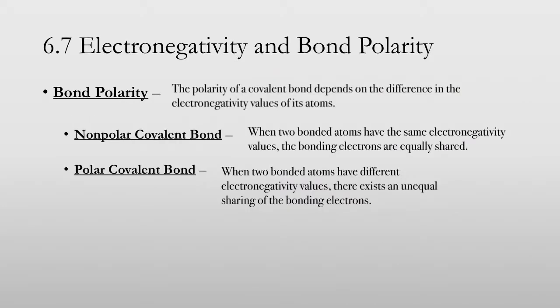The polarity of a covalent bond, or bond polarity, depends on the difference in electronegativity values of its atoms. So again, electronegativity is how strongly an atom in a bond is pulling electrons to itself. If the pull of electrons is equal, usually when the two atoms are the same element, you're going to have what we call a nonpolar covalent bond. The bonding electrons are therefore shared equally.